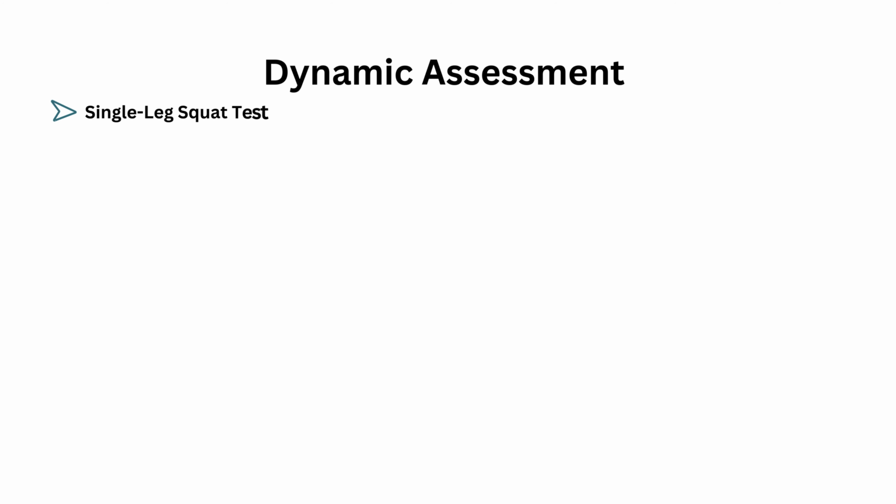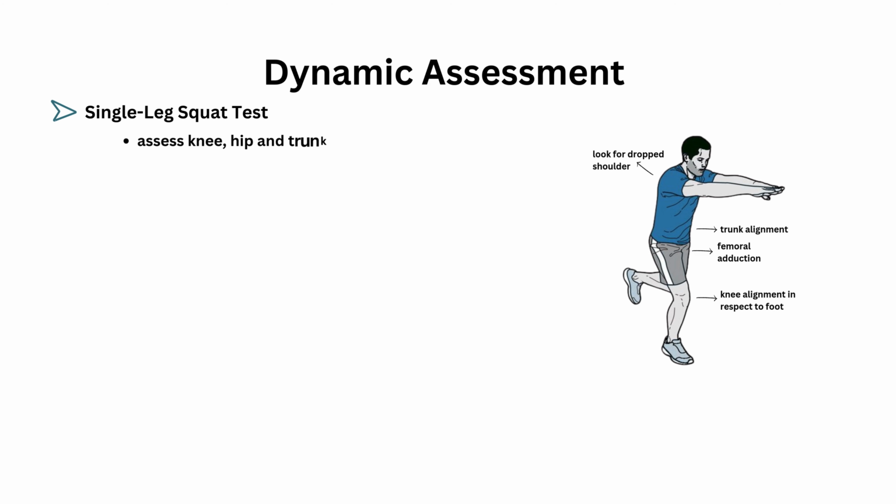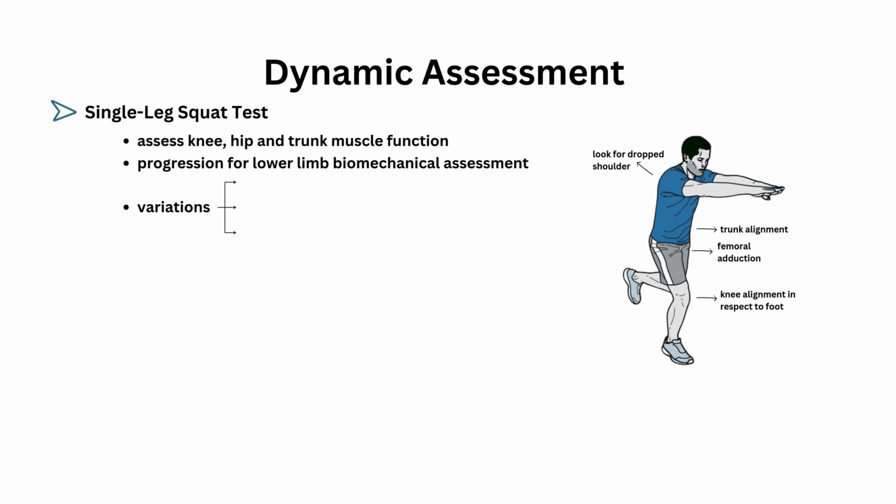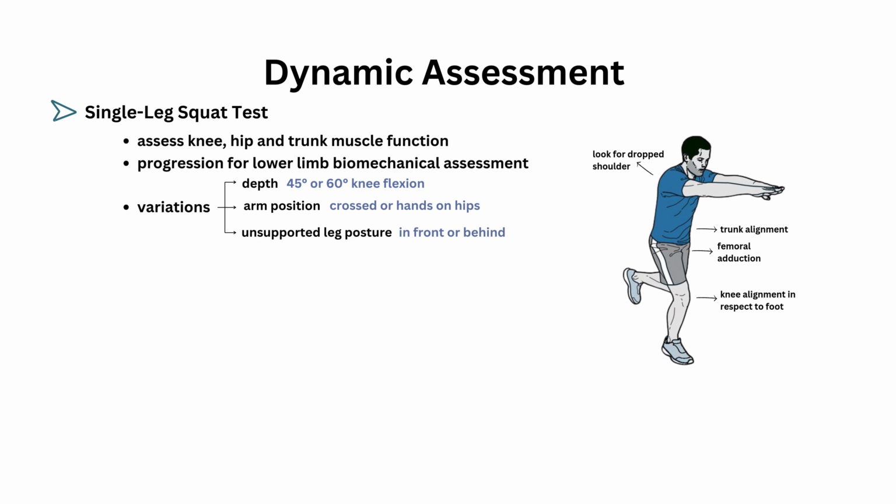The single leg squat test is used to assess knee, hip, and trunk muscle functions. It is a part of the progression for lower limb biomechanical assessment. Variations include depth, for example 45 or 60 degrees of knee flexion. Arm position can be crossed or hands on hips. Unsupported leg posture is either in front or behind. Clinicians should use a consistent approach for reliability.